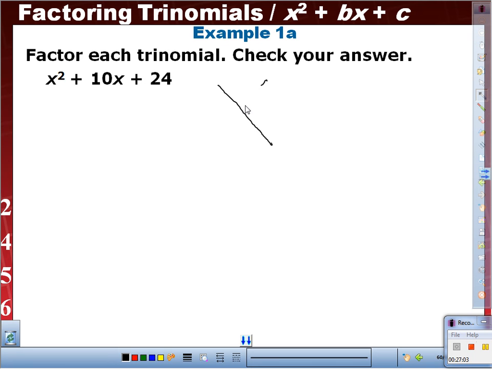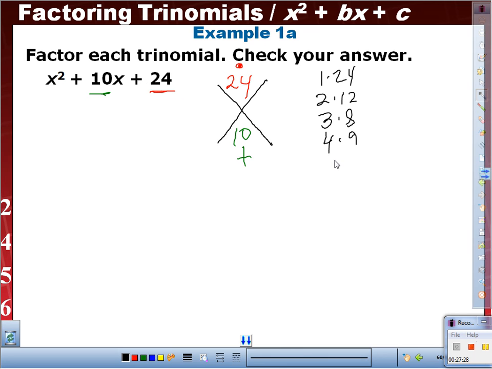Draw your Power Ranger. There it is. Which number goes on top? The last one, which is 24. That's our product. What number goes on the bottom? 10. It's the middle term, and that's our sum. So I'm going to write out all the factors of 24 just to have them handy. 1 times 24, 2 times 12, 3 times 8, 4 times 9, and 4 times 6.